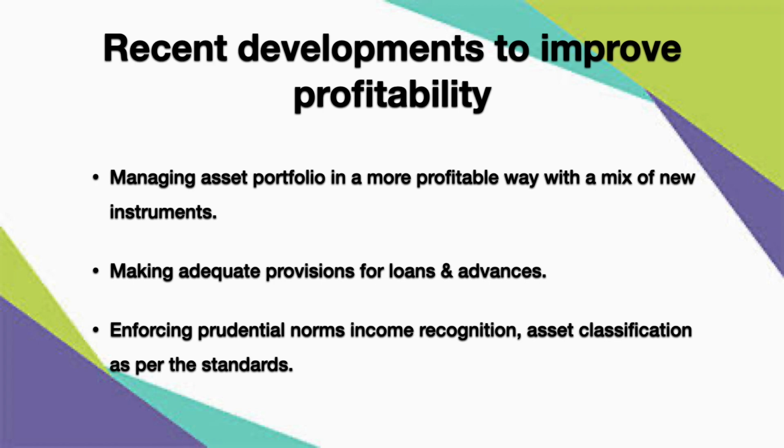Number two, making adequate provisions for loans in advance. All of you have come across the words transfer to general reserve, correct? Basically, let's say I am giving a loan of rupees 5 lakh to an individual, or even to a company. The tenure to repay the loan is 5 years. Amount is 5 lakh, and the time to return it is 5 years. So what do I do?